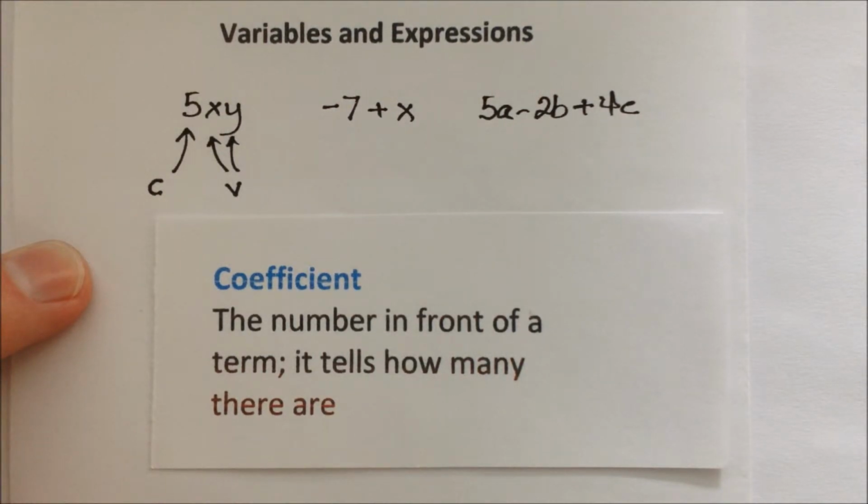So the coefficient is just the number that's out front of our term. It comes first, and it tells how many we have. Like if I say 3 apples, well, that means I have 3 apples. 3 is the coefficient, and apples is the variable or term or whatever you want to call it.